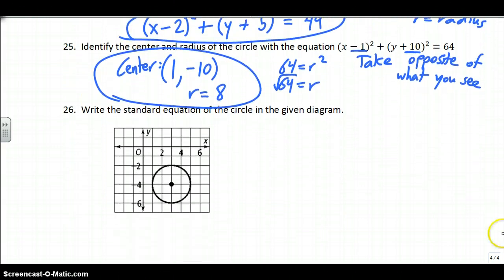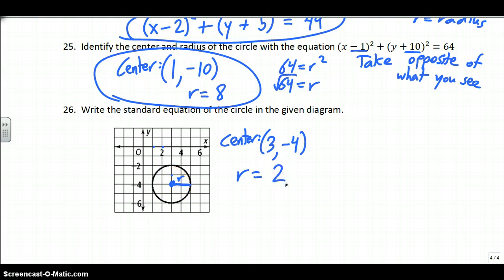26 is very much like 24, only this time I gave you a picture. Remember, you need two things. You need the center, and you need to know how long the radius is. Well, the center is located at (3, -4). And how do I get the radius? Well, you can count. You can either count up, down, left, or right, straight from the center, and count the boxes. This is 1, 2.